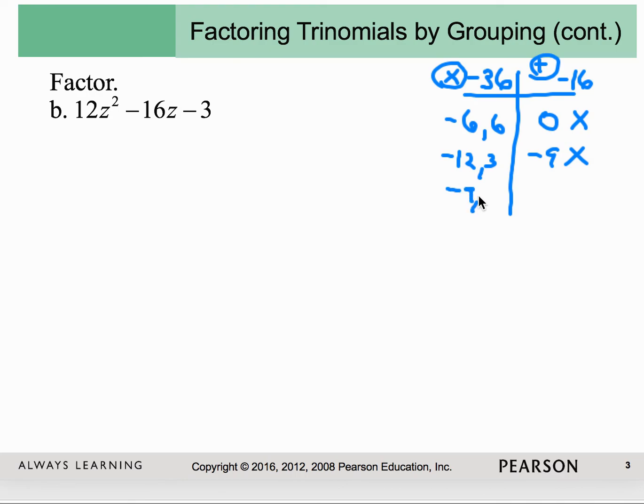9 times 4, but -9 plus 4 is -5. That's not my numbers. Well, what about 36 and 1? Don't forget that one when I'm really struggling and looking for numbers. -35, that's not my numbers.